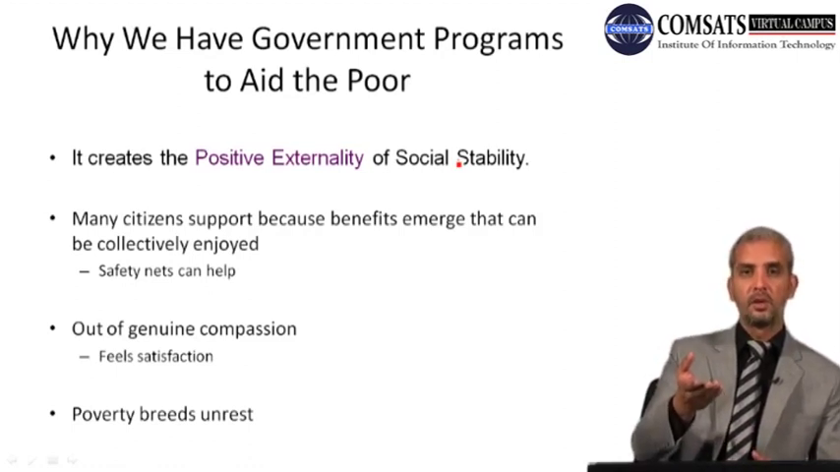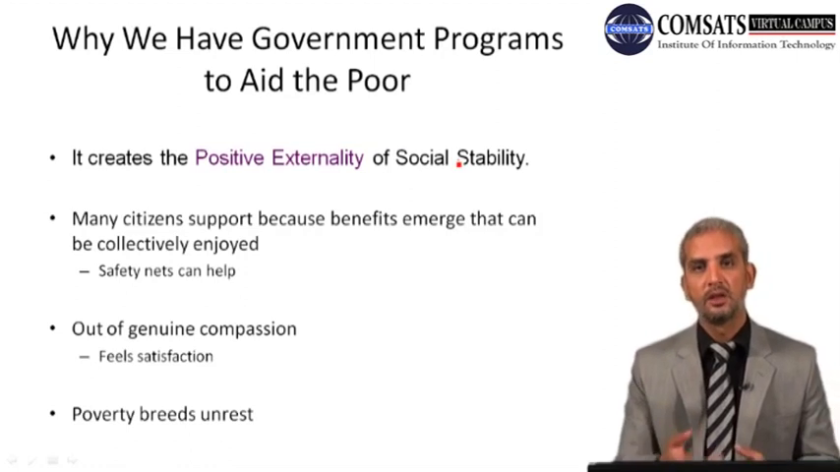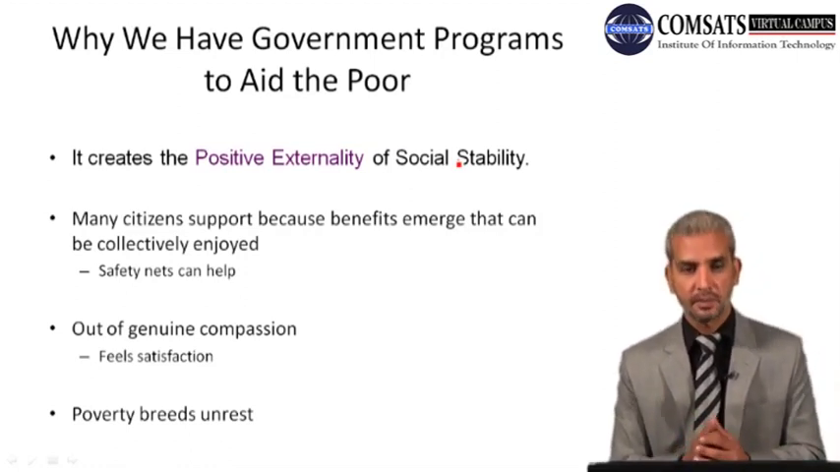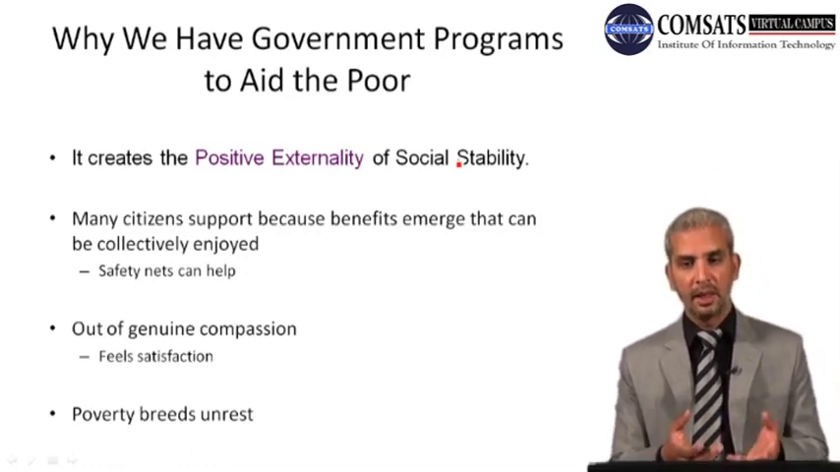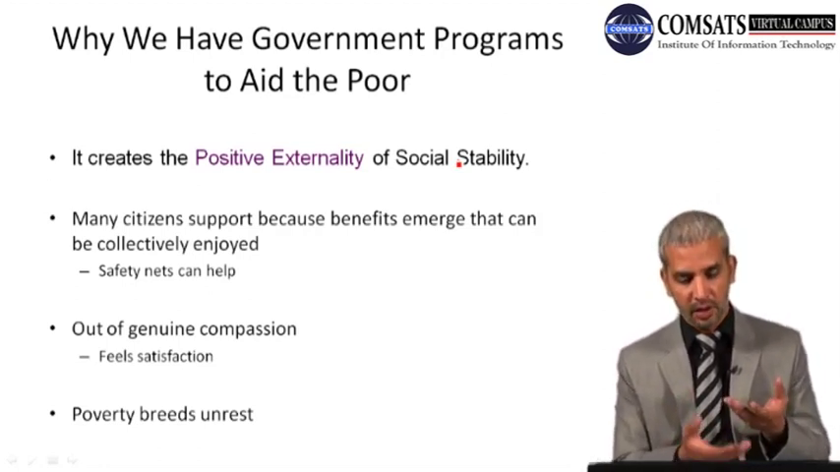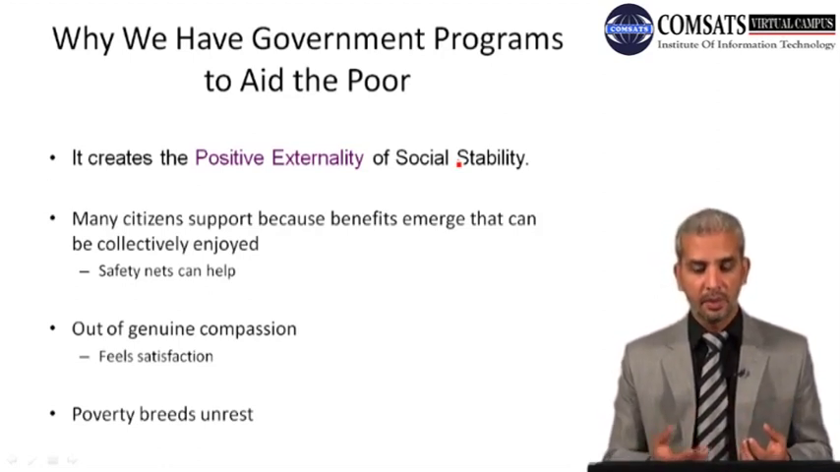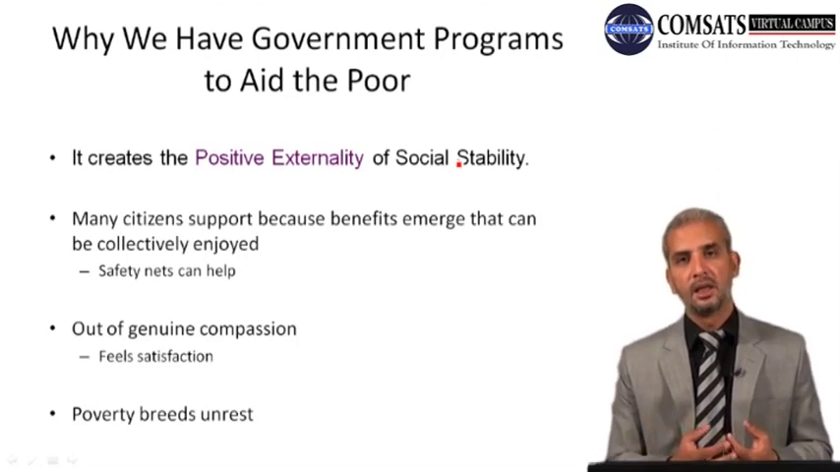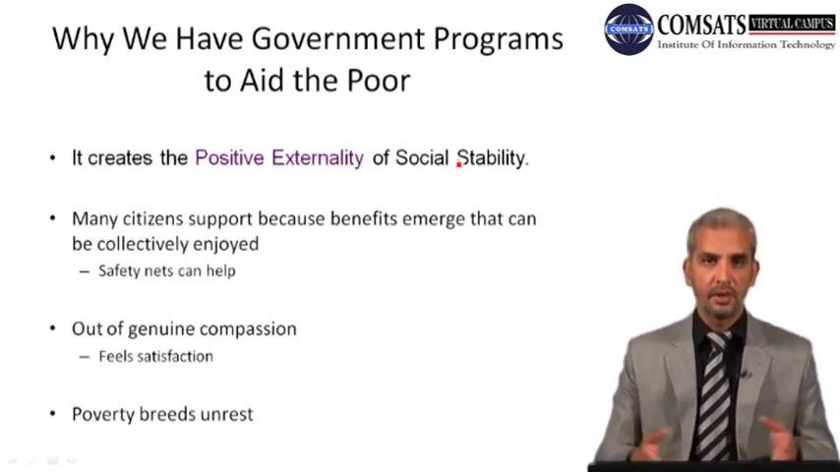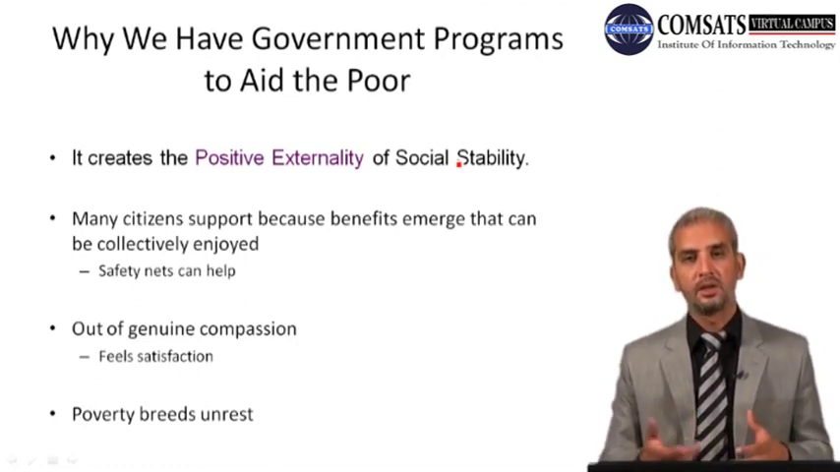And so that is why there is a requirement to have safety nets which can help people, because when people go below a certain minimum level of earning, the safety nets would work as an insurance by the government, and they would be able to maintain the minimum living standard even if their earnings go down below that minimum level. So there are people who would consider that social stability is a benefit to the society, and there are benefits emerging out of it which can be collectively enjoyed.